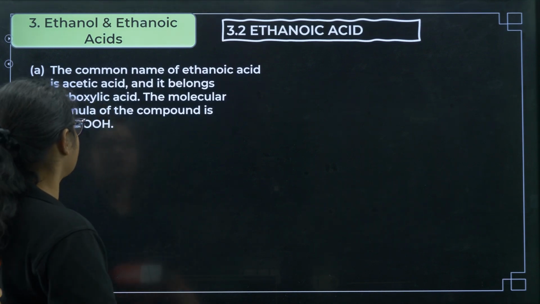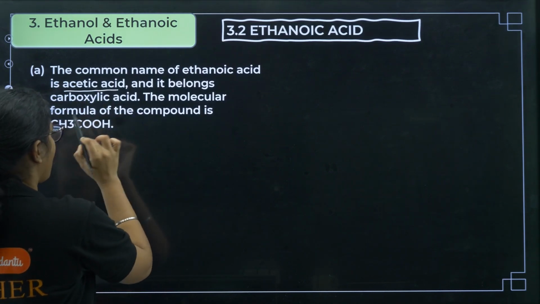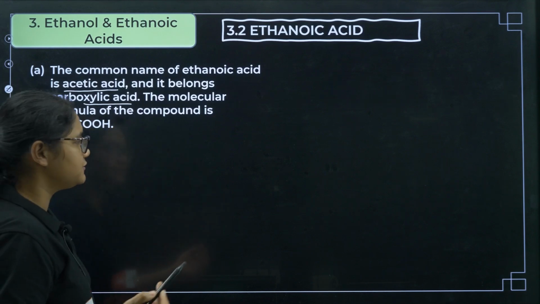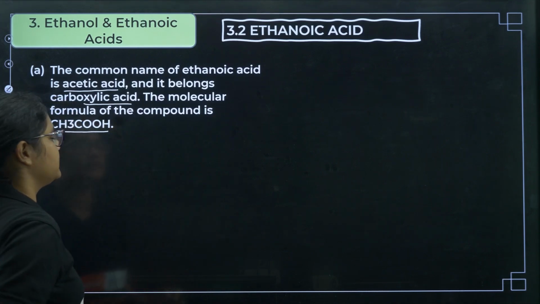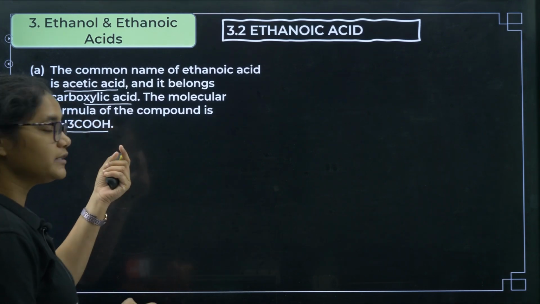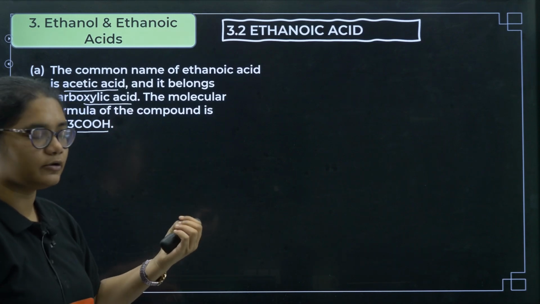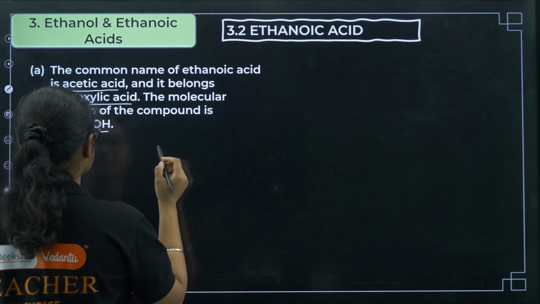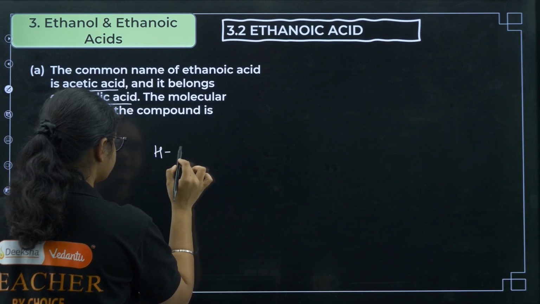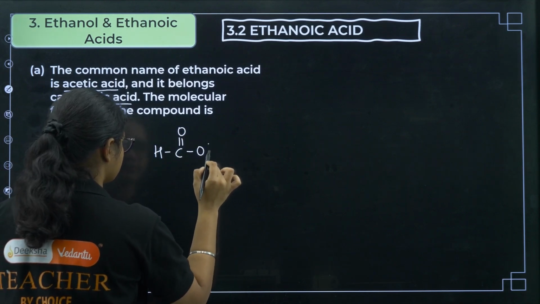So the common name of ethanoic acid is acetic acid, and it also belongs to the carboxylic acid family. The molecular formula is CH3COOH. This is also the second member of the acidic group. So if you see, the first one is what? You have H, C double bond O, OH. This is the first member.